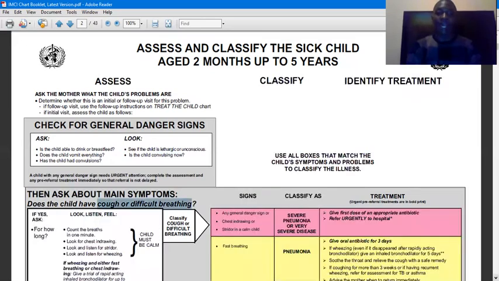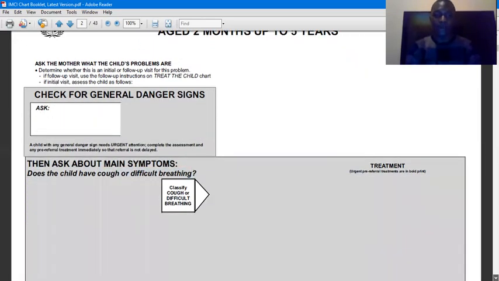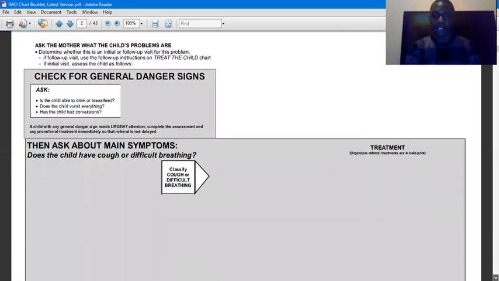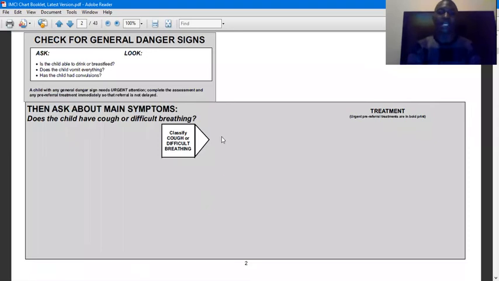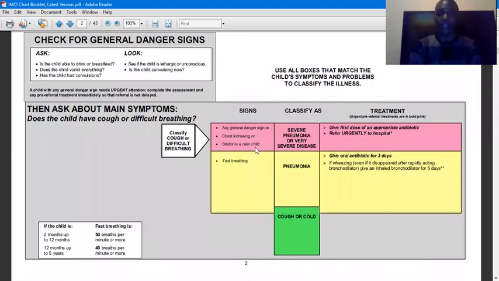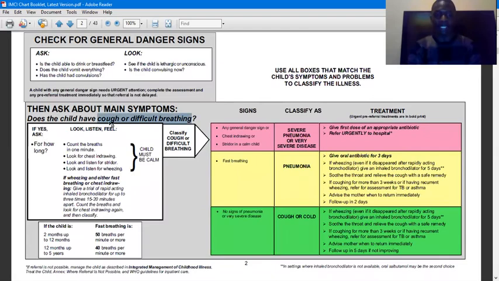And according to IMCI, if you look very close here, you find that cough or difficulties in breathing can lead you to different classifications. According to IMCI, a child who presents with a cough or difficulties in breathing may lead you to the child presenting with severe pneumonia, or pneumonia, or the child may just have a cough or a cold.